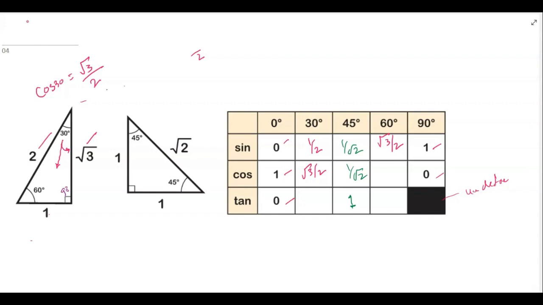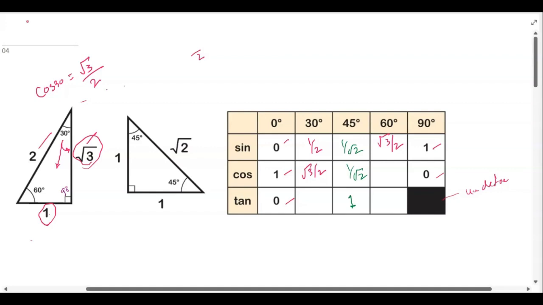So, opposite upon adjacent. What is opposite here? That will be 1. Tan 30, I'm taking opposite upon adjacent. In this case it will be 1 upon adjacent, and this will be root 3. So that will become 1 upon root 3 there. Right, so opposite upon the adjacent part. Now, these are the values for 30 degrees.